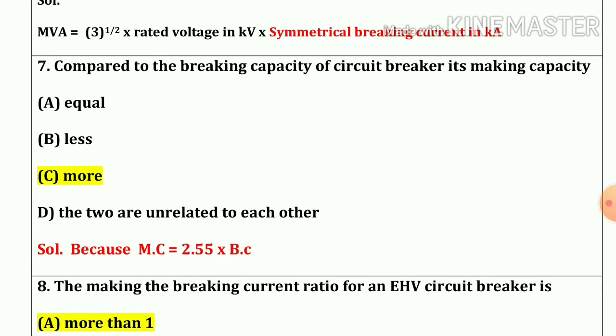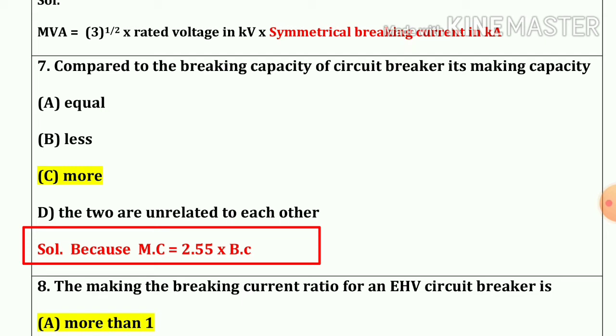Question number 7. Compared to the breaking capacity of a circuit breaker, its making capacity is more. Because we have one equation, we have to remember it. Making capacity, MC, is equal to 2.55 BC. MC means making capacity, and BC means breaking capacity. So MC is equal to 2.55 multiplied by BC. Obviously the making capacity is 2.55 times greater as compared to the breaking capacity. So our answer is option C, more.